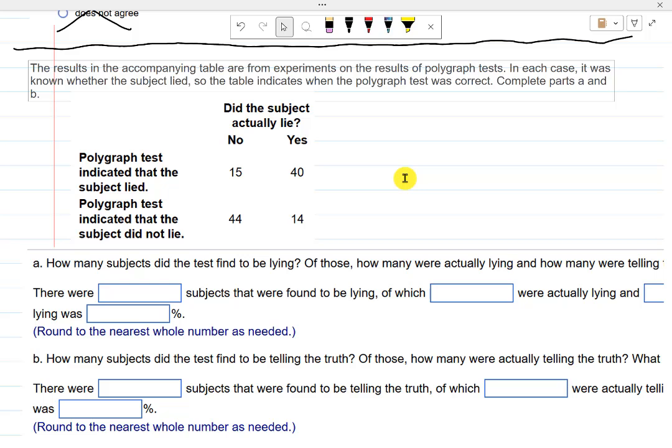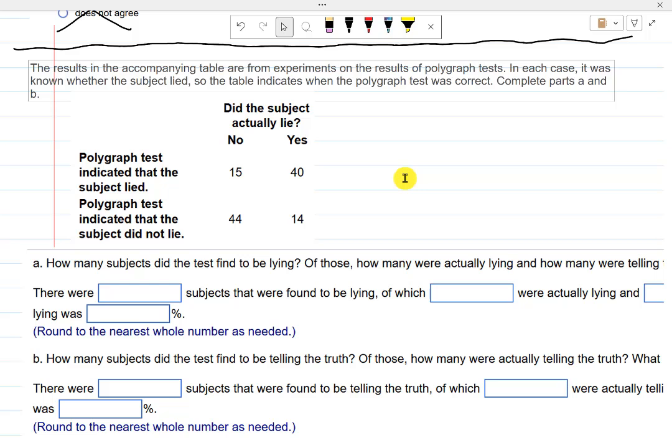Here we have an example of the accuracy of a polygraph test. Here it says the results in the accompanying table are from experiments on the results of polygraph tests. In each test, it was known whether the subject lied. So they agreed on statements to make beforehand that were lies and those to make that were true. So the table indicates when the polygraph test was correct, completes parts A and B below.